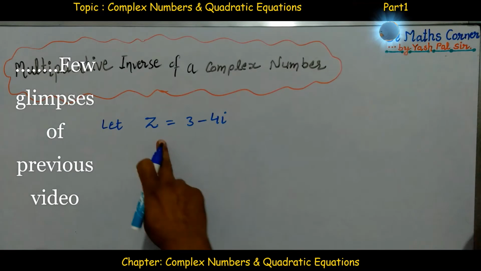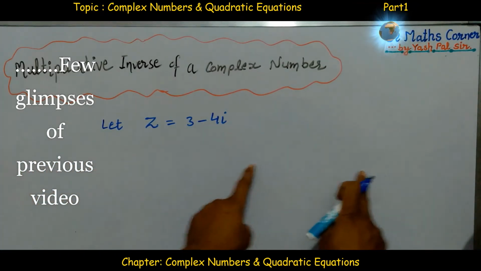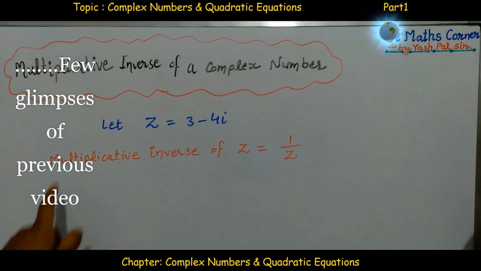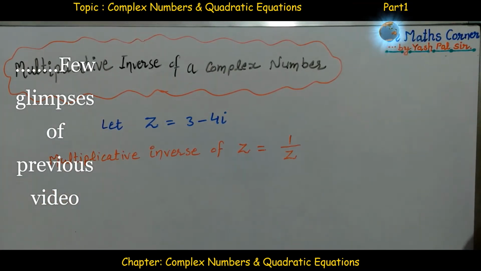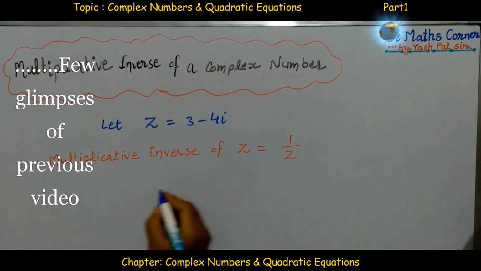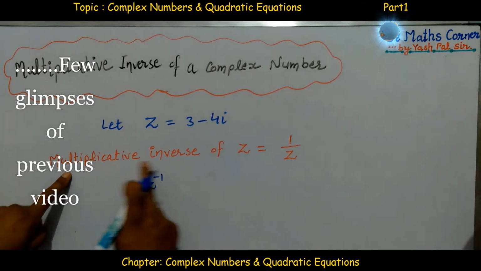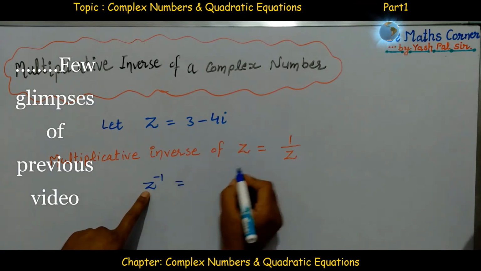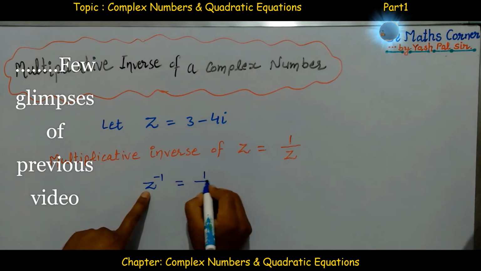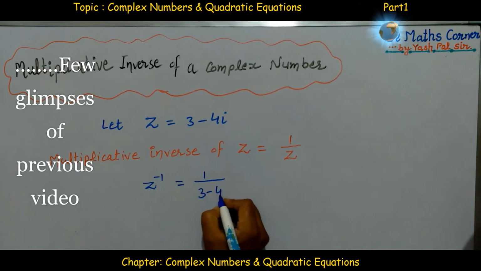Given a complex number, how do we find the multiplicative inverse of it? The multiplicative inverse of z is equal to 1 upon z. Very simple. We write this as z inverse, or z power minus 1. Z inverse is equal to 1 upon z. 1 upon, what is the value of z? This is 3 minus 4 iota.